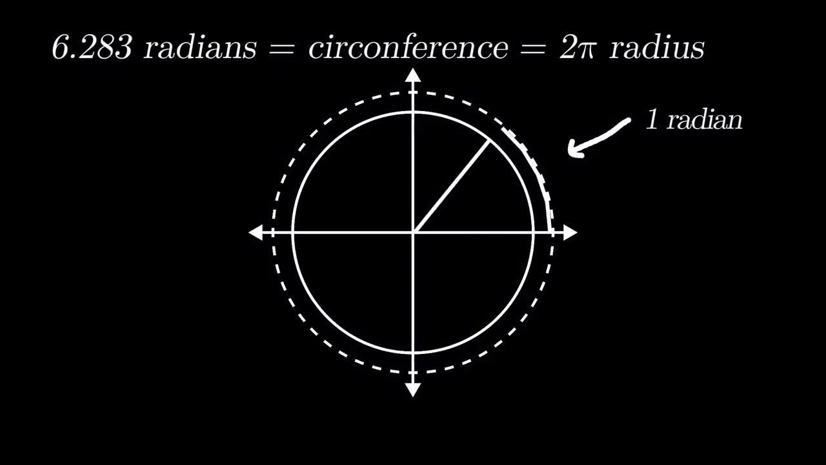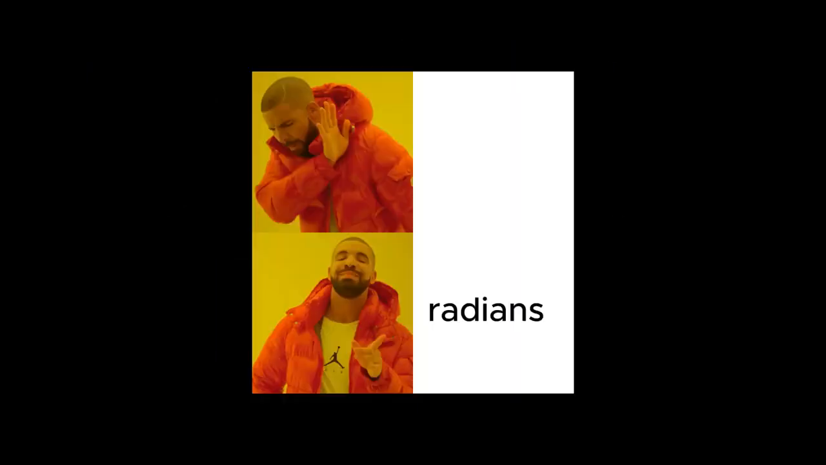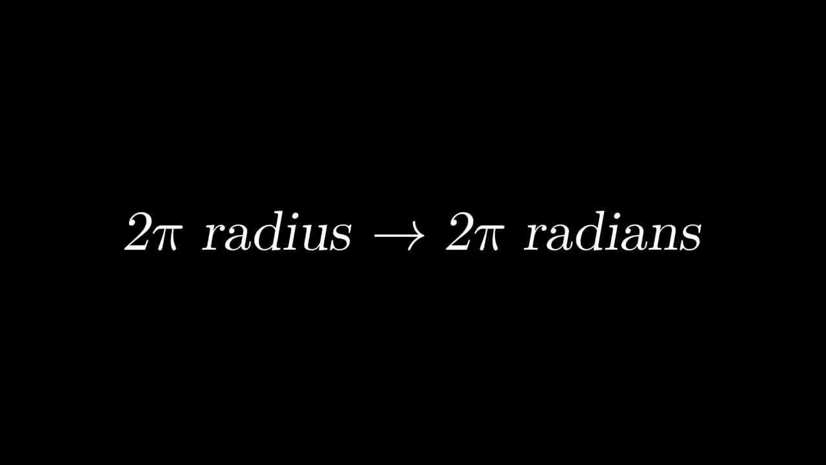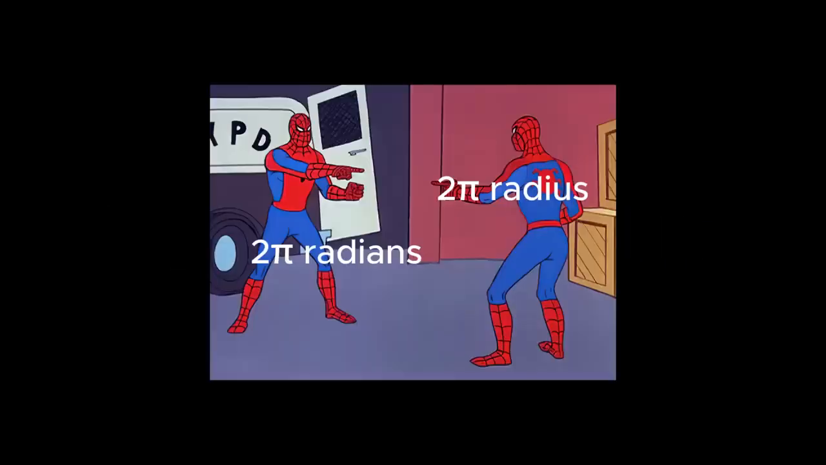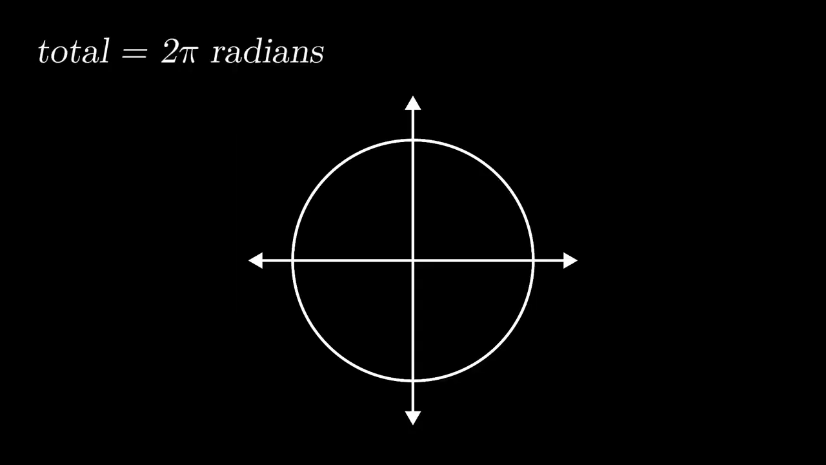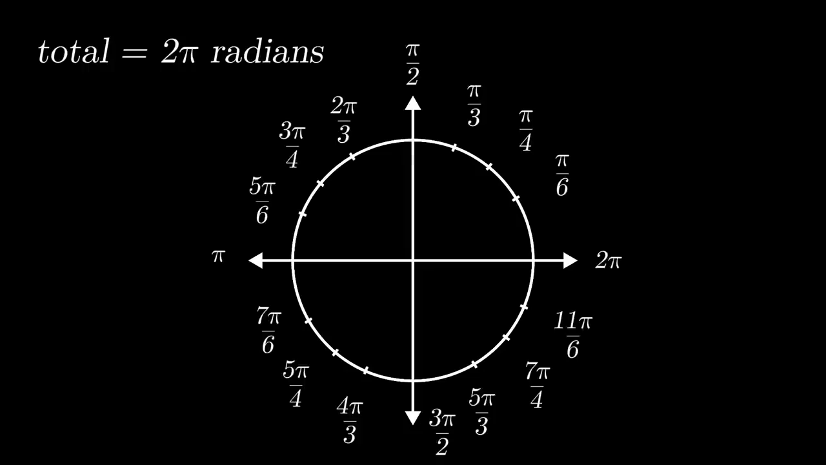6.283 radians make up a whole circle, which is equal to the circumference of the circle, 2 pi radius. But since we only use radians as the measurement and not the radius, we can rename 2 pi radius to 2 pi radians. Yeah, I know. They literally sound the same. Deal with it. Congratulations! Now that we know the circle in total is 2 pi radians, we can also say that the points in our circle become various fractions of pi over radians.